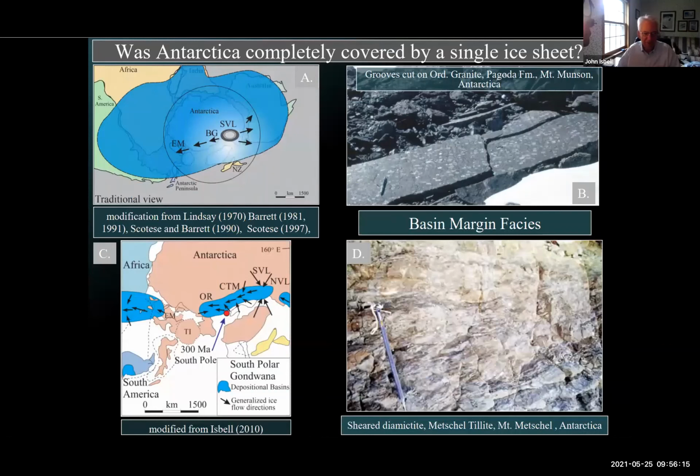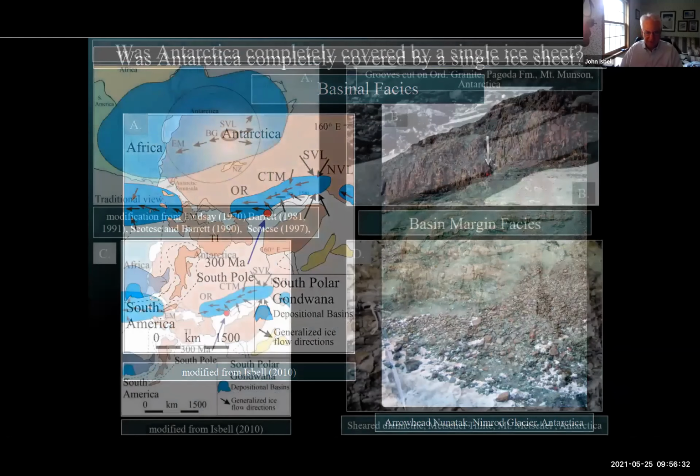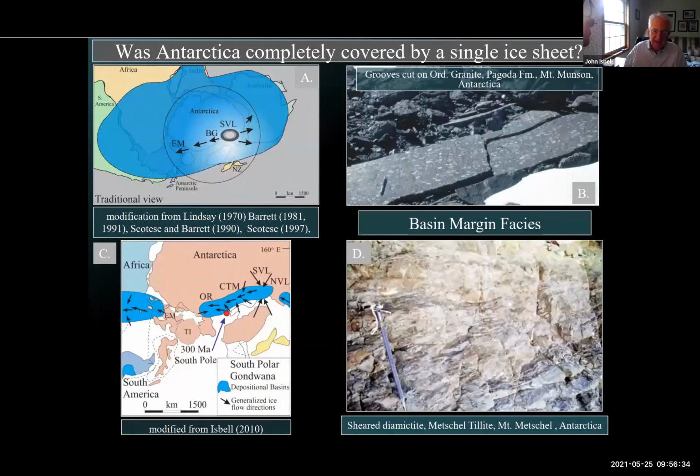Looking at the facies in these settings, we see basement that is polished and striated, and then it's oftentimes overlain by sheared diamictites. And these suggest then modification and erosion by subglacial processes and deposition in a subglacial setting.